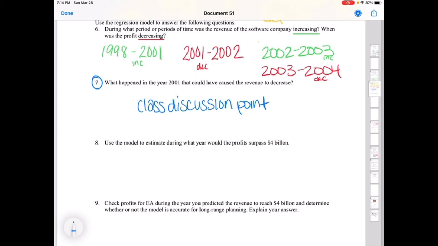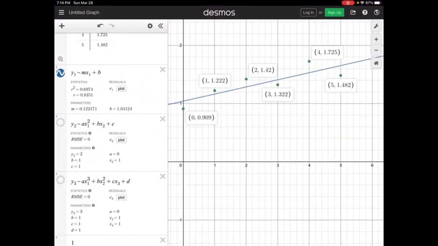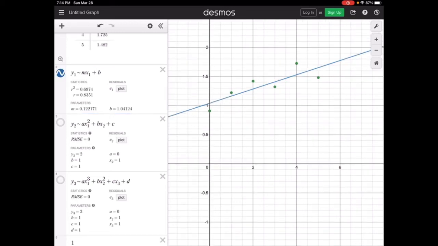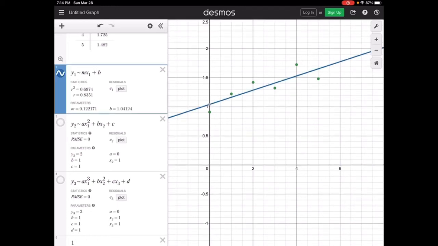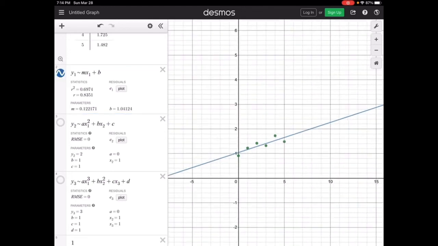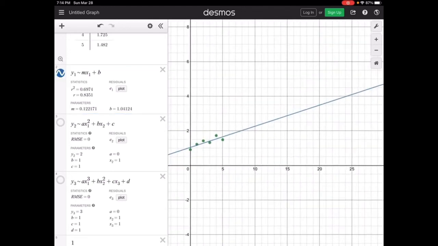Then it asks, okay, we'll use a model to estimate during what year would the profits surpass 4 billion. So we're going to go back to our line here, and we're going to say, okay, well, this is our line of best fit, so we're going to go by that because we have no other data other than the points that we plotted from our table. So looking at this line of best fit, they want us to know, okay, well, when will it surpass 4 billion, right? Well, we're looking at our timeline.